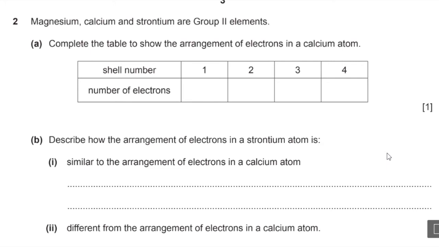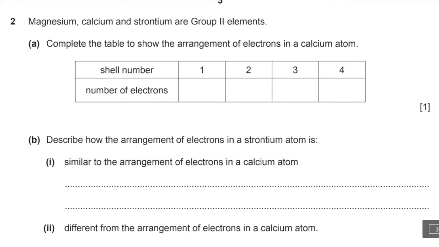2. Magnesium, calcium, and strontium are group 2 metals. A. Complete the table to show the arrangement of electrons in a calcium atom. So you have the shell numbers, and then you're supposed to be writing the number of electrons in each shell. So the first shell has 2 electrons, as it can hold no more than 2. The second one has 8, continuing within its limits. Third one also has 8, and the fourth one has the remaining 2 electrons.